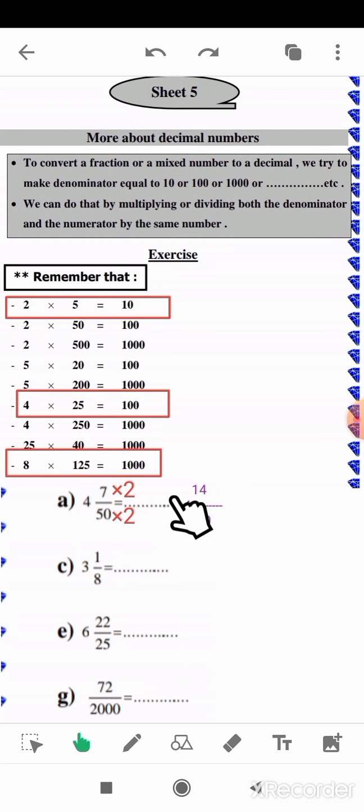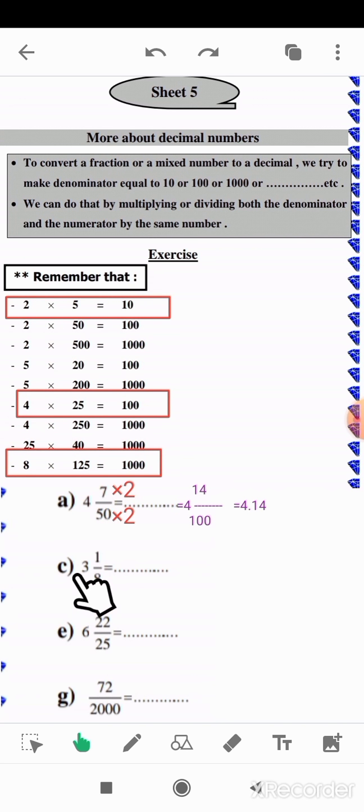So how to convert this number to a decimal number? 4 will take 0 and down. 1 will take 0 and down. 1 will become a point. 4 will be the same, like this. Okay? Second example.